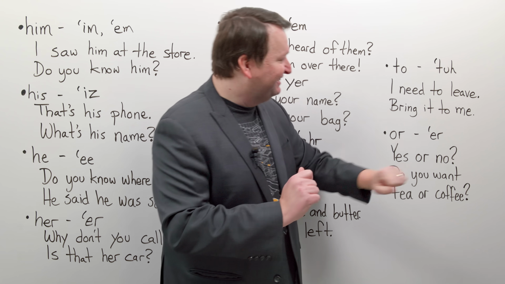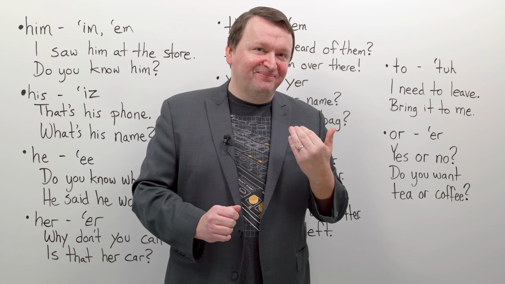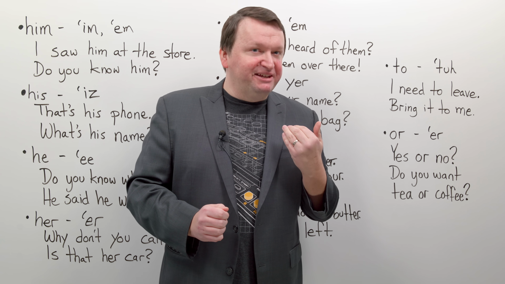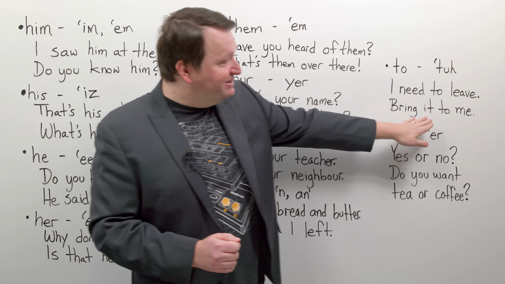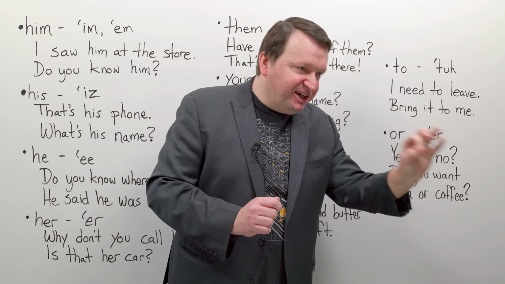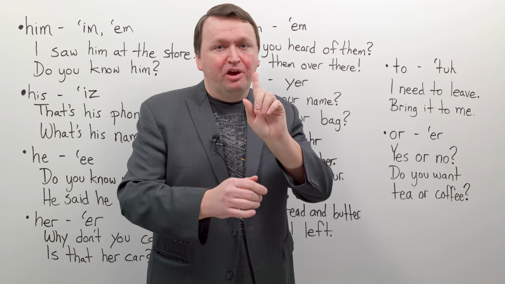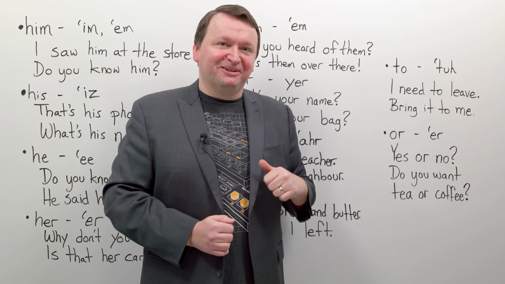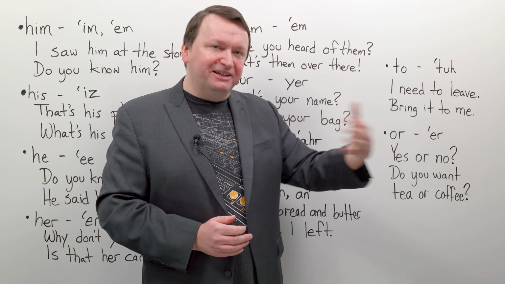You're doing great. And next, bring it to me. Bring it to me. Okay, you notice here, right? I have two T's as well. So "bring it to." It's like one T sound when you have the two T's together. It just becomes one T. So you say "bring it to." Bring it to me. You can also say, give it to me. Give it to me.